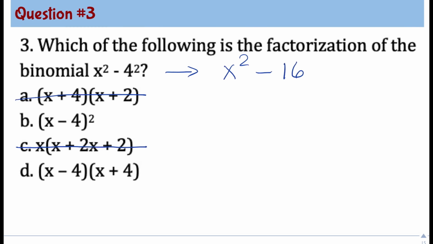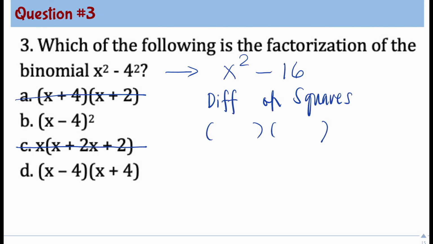One thing that you need to remember about factoring x squared minus 16 is it is called a difference of squares. And when you're factoring a difference of squares, there will be 2 pairs of parentheses. X squared, we're going to use x times x because that's x squared. For the minus 16, we need to use plus 4 and minus 4. And that is why the answer here should be letter D.